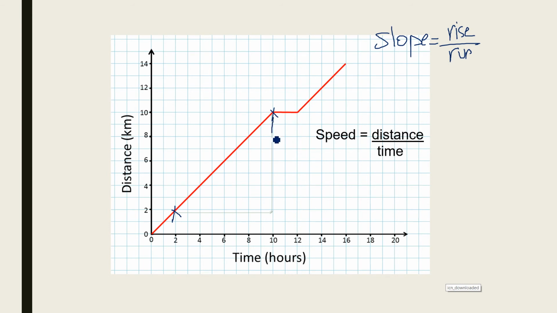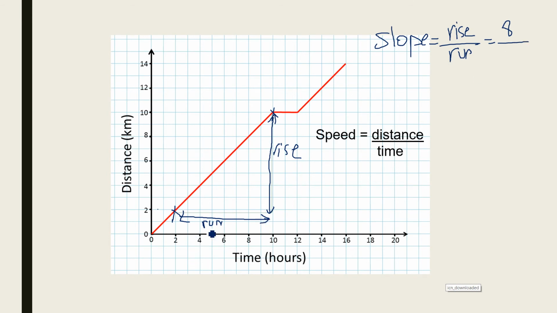So the rise is the vertical distance between these 2 points. This one we call rise, and this one we call run. Run is the horizontal distance. So you can do it like this, just rise over run. What is the rise? It's the distance from here to here, from 2 to 10. From 2 to 10, it is 8, right? You can just do 10 minus 2, it's 8.